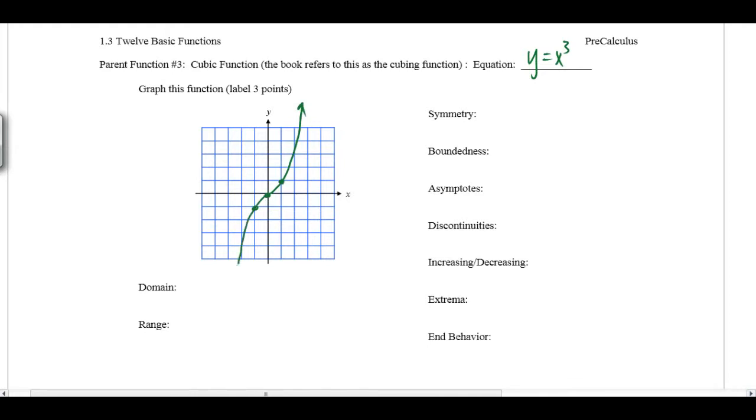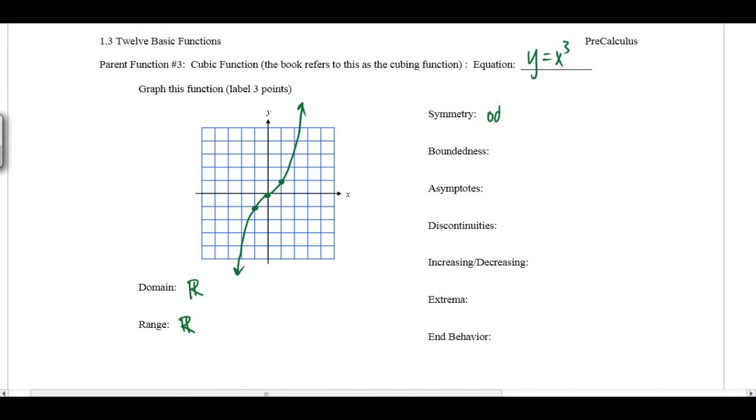And it shoots off like this. If you've ever seen Saturday Night Live, you know why I call it the John Travolta function. That's what he looks like. The domain is all real numbers, or negative infinity to infinity. The range, all real numbers, negative infinity to infinity.